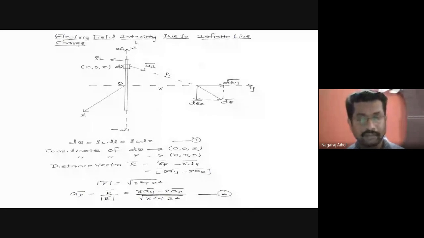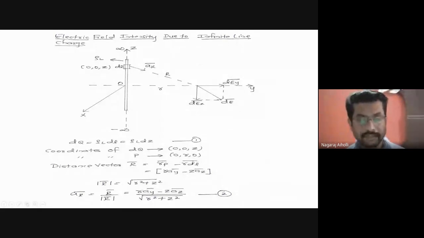Therefore, the coordinates of dq, this small elemental charge present on dl, are 0, 0, z, because it is lying on the z-axis. Similarly, for point P, the distance from the origin to the point P is small r. That is the y coordinate, so I am writing it as 0, r, 0. Y is equal to r. Therefore, the coordinate of point P is 0, r, 0.